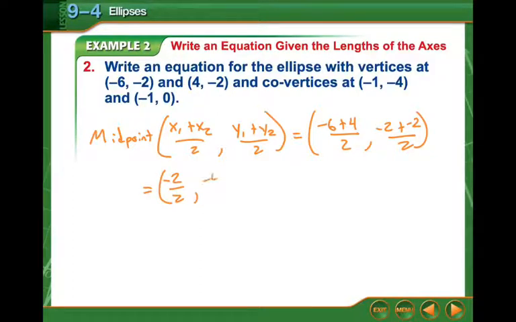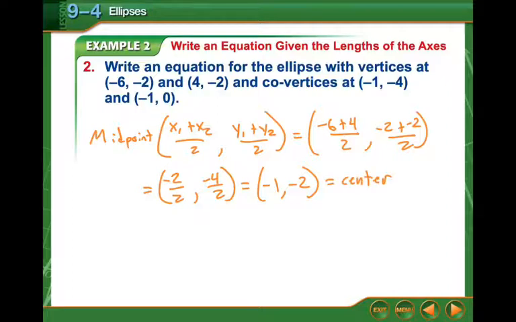And negative 4 over 2, which simplifies to negative 1, negative 2. Now, if we want to do it the other way, use the other 2 points, we can do that as well. It would be negative 1 plus negative 1, which is negative 2 over 2, which gets us the negative 1 again. And then negative 4 plus 0 gets negative 4 over 2, which is negative 2 as well. So this is our center.